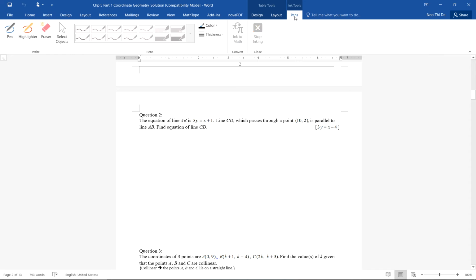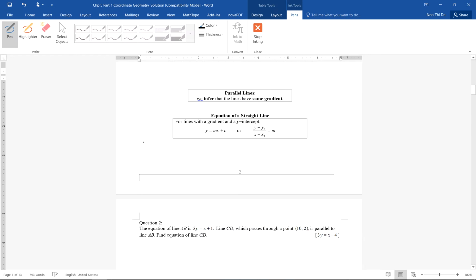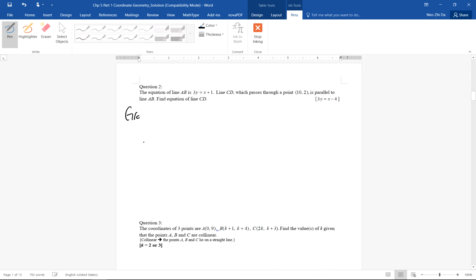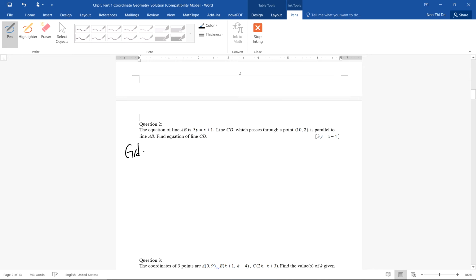Okay, 3 enterprise. We will continue with AMAT's coordinate geometry. Question 2. So, the gradient for AB, all we need to do is just rearrange the equation. So, this is the equation, right? We divide by 3, make y the subject, 1/3 x plus 1/3. Hence, the gradient will be 1/3.